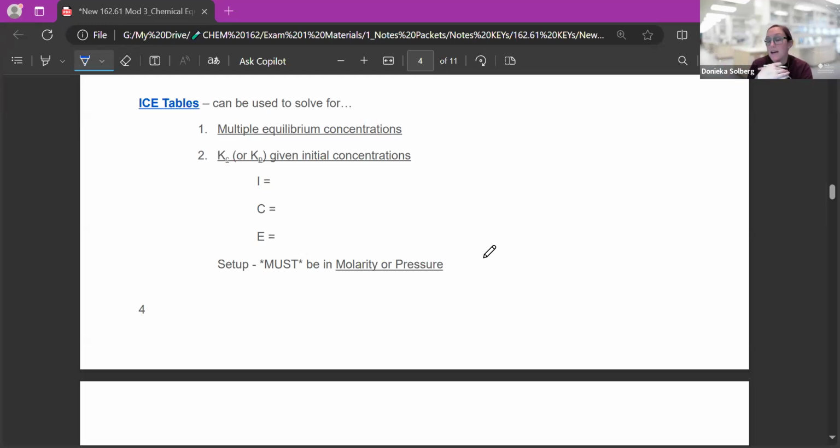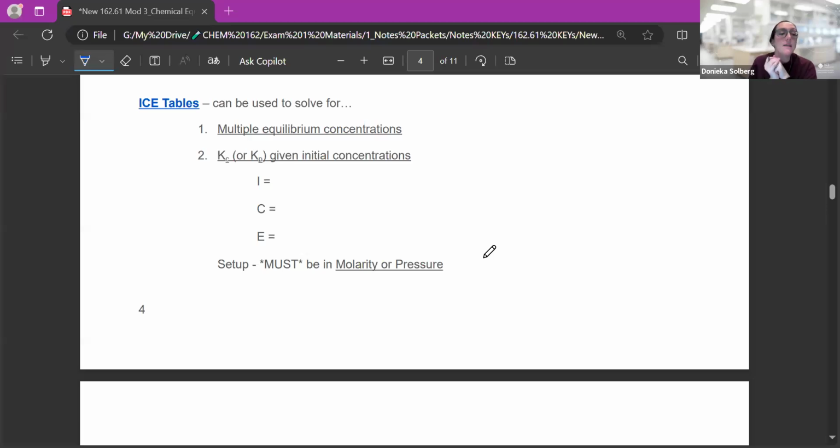Okay, my motto for the semester is when in doubt, ice it out. If you're not sure, draw an ICE table. But again, you have to read very carefully for things that are at equilibrium or things that are not at equilibrium. So read your questions carefully.